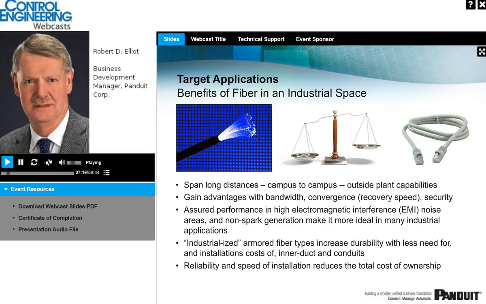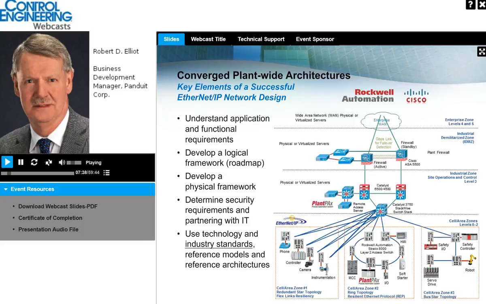There are, in addition, industrialized armored fiber types. These are very common, and provide extreme durability and protection against mechanical knocks and scrapes. And finally, the reliability and speed of installation is always improving, reducing the total cost of ownership.